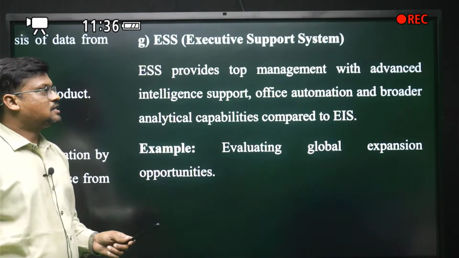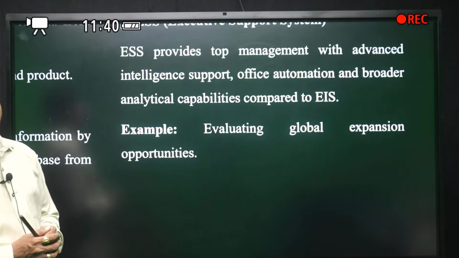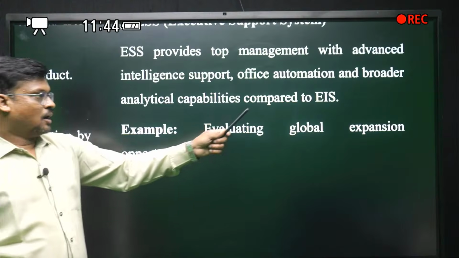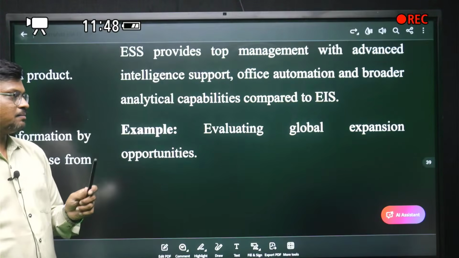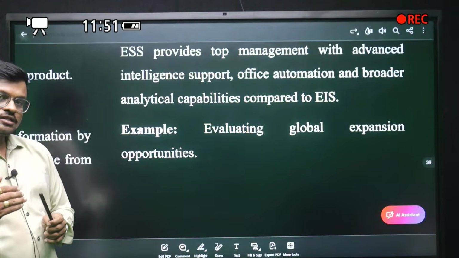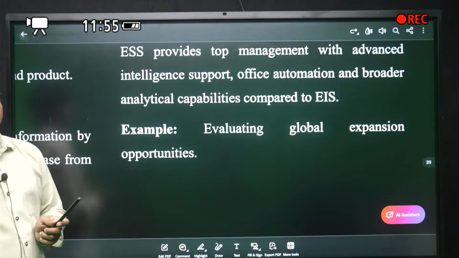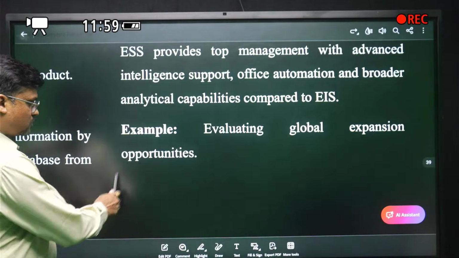Next one is ESS, executive support system. ESS provides the top management with advanced analytical support, as well as office automation and broader analytical capabilities when compared to EIS. Not only just looking at or reviewing the data, but we can also evaluate global expansion opportunities of your organization. Okay, dear. This ends this question, right?